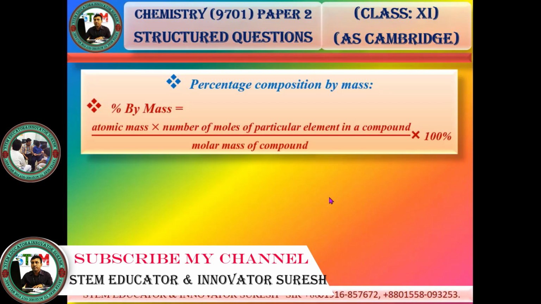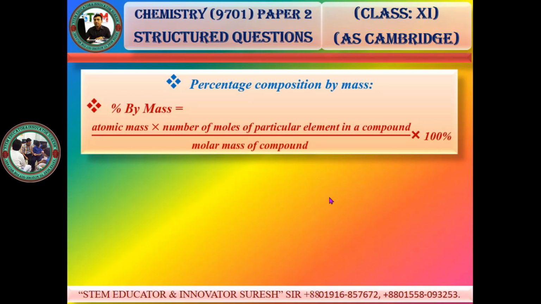Another topic: in a compound, percentage composition means the percentage of any element present in a given compound, the percentage composition by mass. Its formula is equal to the atomic mass of an element multiplied by the number of moles of that particular element in a compound, divided by the molar mass of that compound, multiplied by 100%, since it is converting to a percentage.